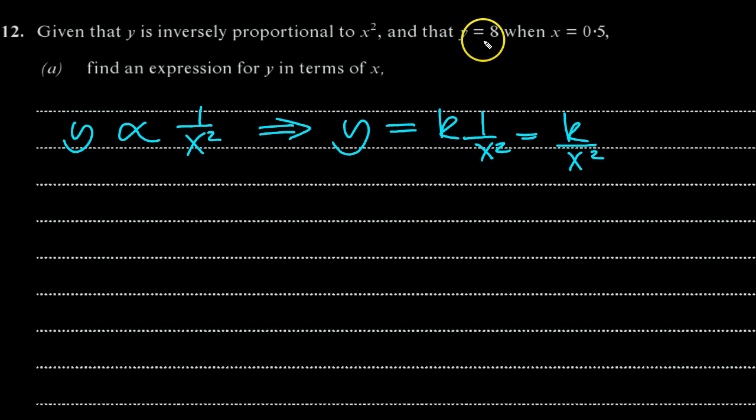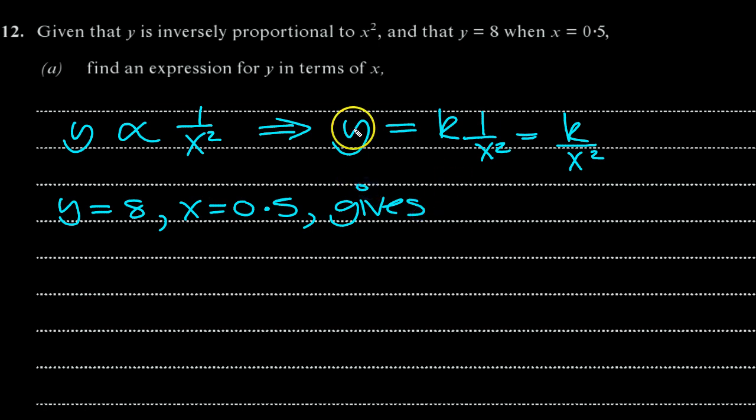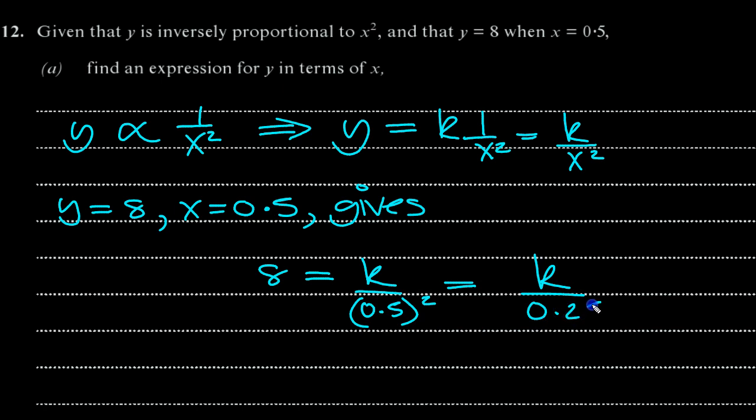So that's what we've got then, and we're told that y equals 8 when x equals 0.5. So let's put that in then. y equals 8, x equals 0.5 gives, so let's put y equals 8 in, equals k over x squared, so that's 0.5 squared, isn't it? Which is equal to k over 0.5 squared, a half squared is 0.25.